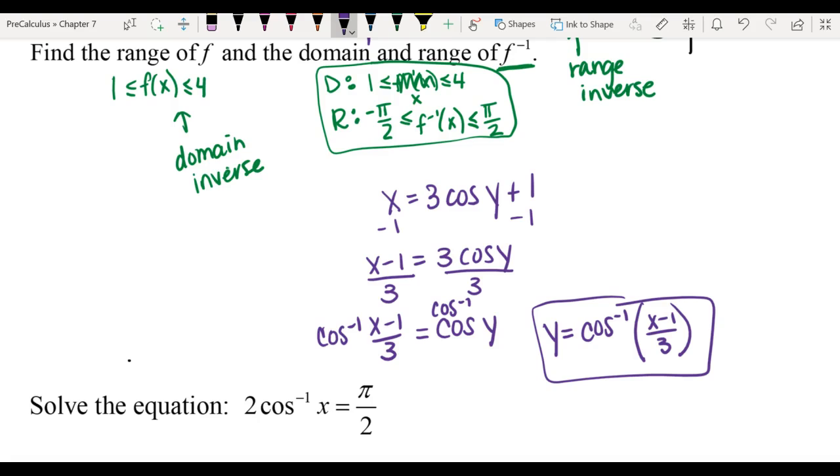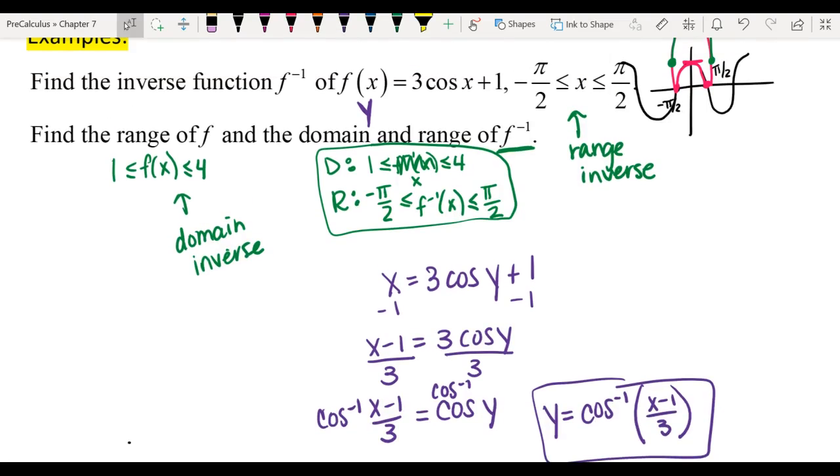No, this is a completely different type of question. Yep. Okay, so let's reiterate what this question entailed. It said find the inverse of the function, find the range of f, and the domain and range of f.